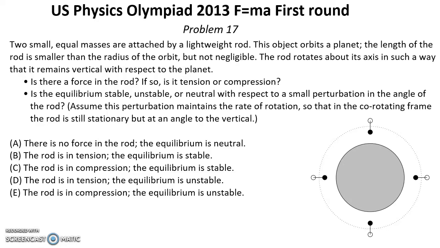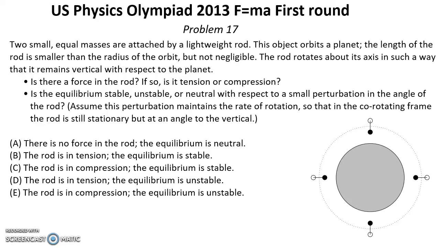Solution. Let's analyze this motion. Because the gravitational force goes as inversely proportional to r squared, the inward force on the inner mass is greater than the inward force on the outer mass. On the other hand, both masses have the same angular velocity, so the centripetal acceleration is proportional to r, and the outer mass must be subject to a greater centripetal force than the inner one.